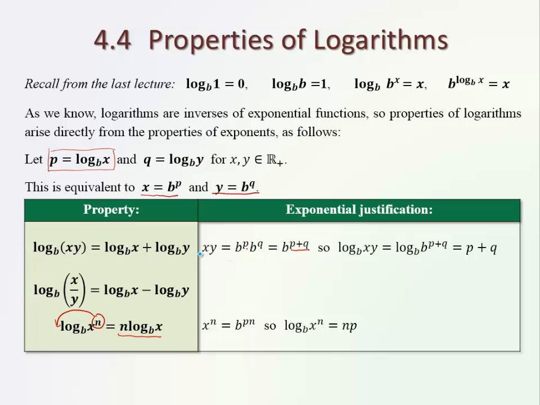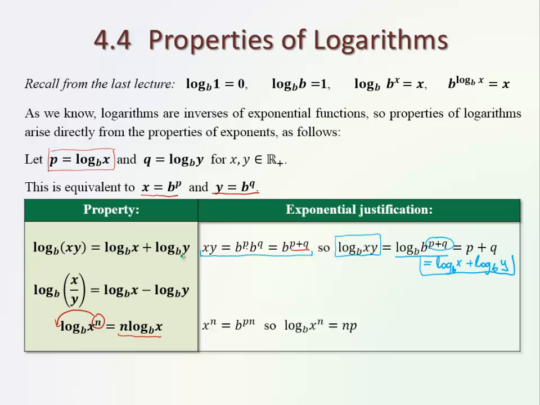So now it's enough to apply log to both sides of this equation. Therefore, we have log xy equals log b to the p plus q. And since log with base b cancels the exponential base b, then you're left over with p plus q. But what's p plus q? Let's go back to our substitution. P plus q is the same as log b from x plus log b from y. So yes, we really proved the equation that log of a product is equal to sum of logs, this first property.